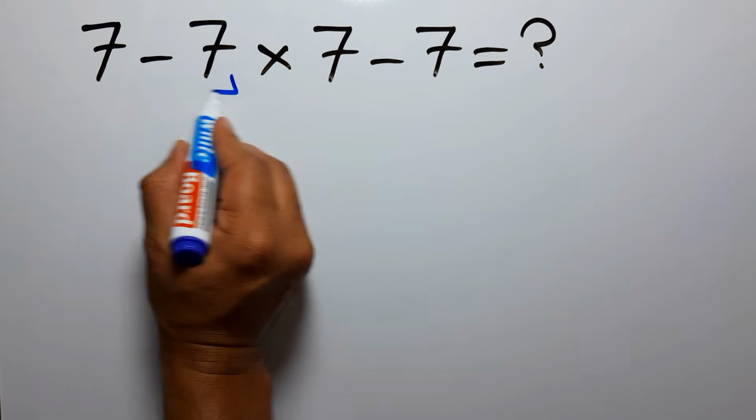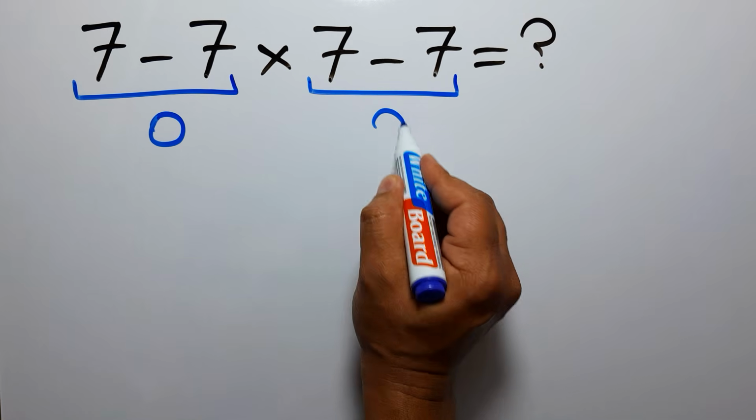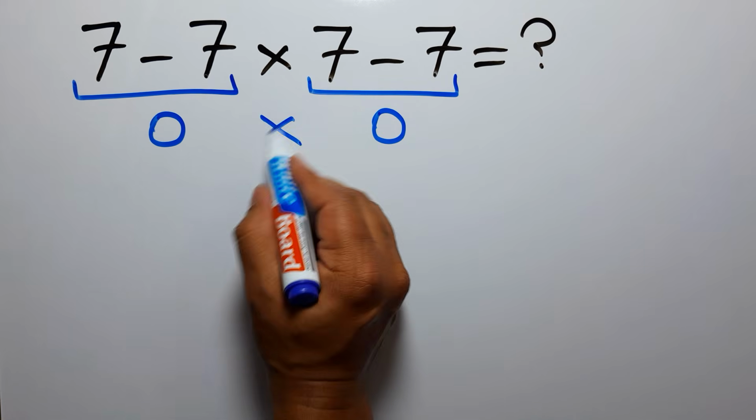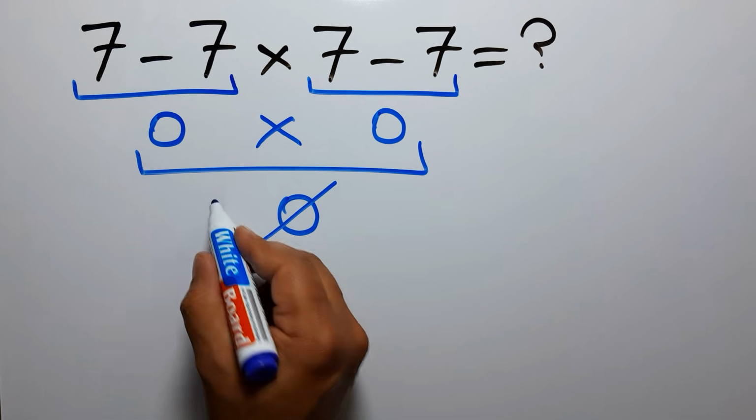7 minus 7 gives us 0. And again here we have 7 minus 7. So 0 times 0 is just 0. But this answer is not correct.